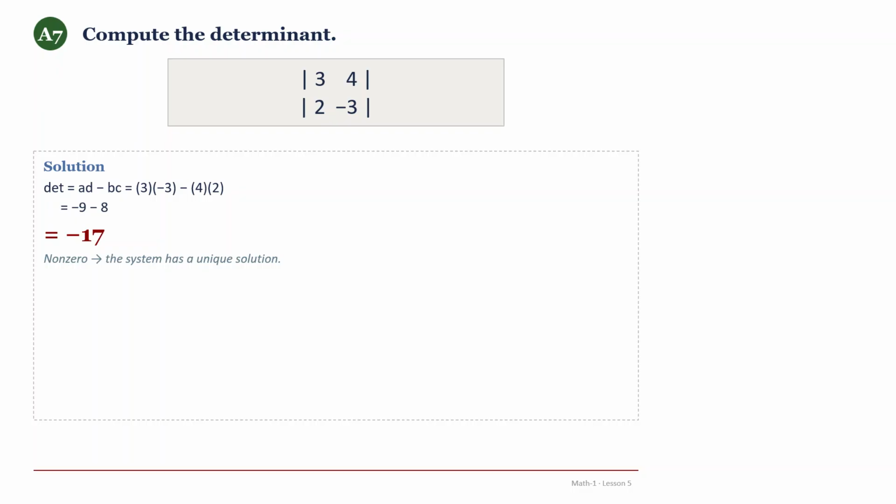Apply the determinant formula directly. A equals 3, B equals 4, C equals 2, D equals negative 3. So the determinant equals A times D minus B times C, which is 3 times negative 3 minus 4 times 2. That gives negative 9 minus 8, which equals negative 17. Note that the determinant is non-zero, which means the corresponding system has a unique solution, exactly the case from our worked example.